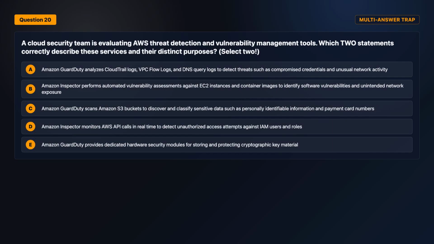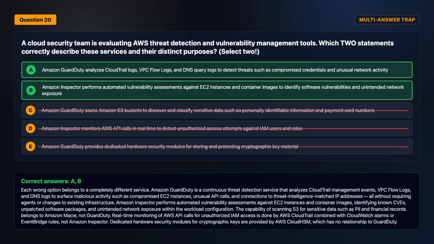Okay. Question 20. This is a two-step filter. A cloud security team is evaluating AWS threat detection and vulnerability management tools. Which two statements correctly describe these services and their distinct purposes? Select 2. Review the answer choices on screen. The correct answers are option A and option B. Each wrong option belongs to a completely different service.